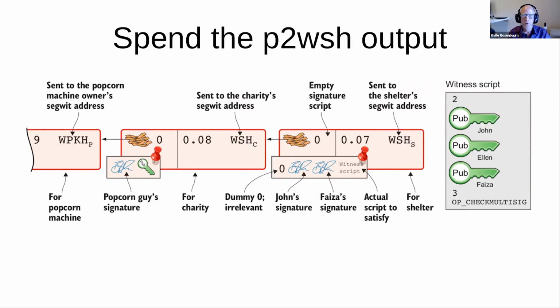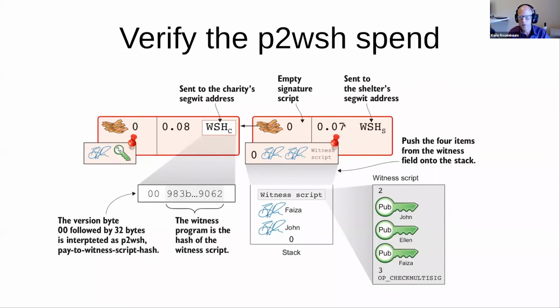So this is how this transaction would be verified. The first thing a verifier would do is to have a look at the output here. And what they find, and this is of course a SegWit enabled node, a node that's aware of SegWit, is that the output is a 0-byte followed by a 32-byte witness program. And this is the pay-to-witness script hash pattern.